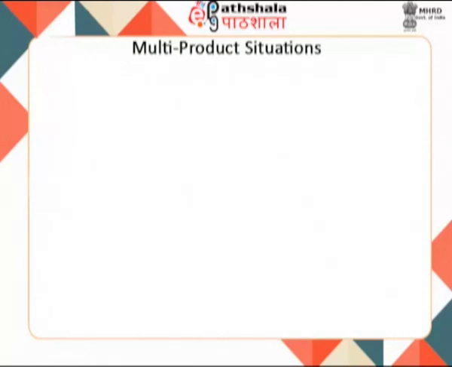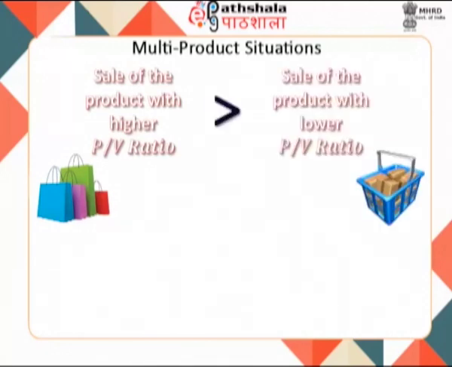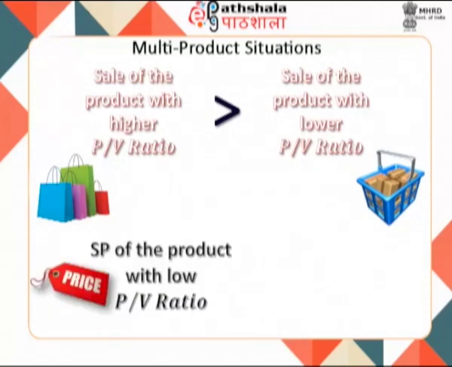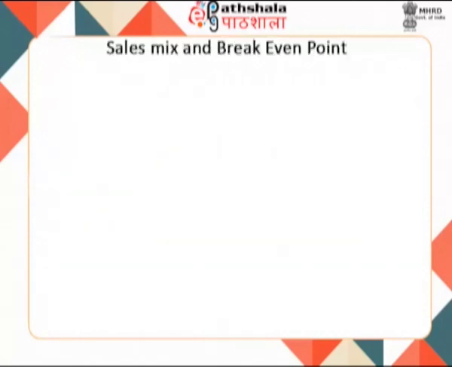Other things being equal, the sale of the product with higher PV ratio is more profitable than that of the product with low PV ratio, despite the fact that the selling price of the product with low PV ratio is higher than the price of the product with high PV ratio. Sales mix and break-even point.